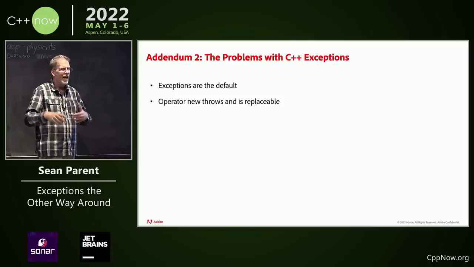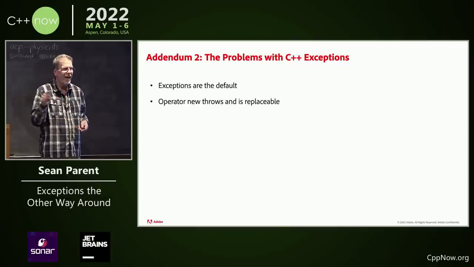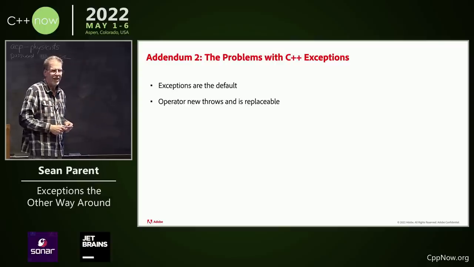Maybe you could get a flag to a link time optimizer that would say, no, I'm not going to do that, just assume memory management never throws.